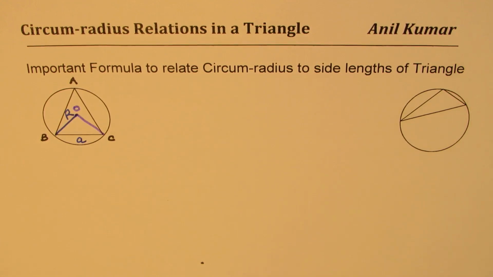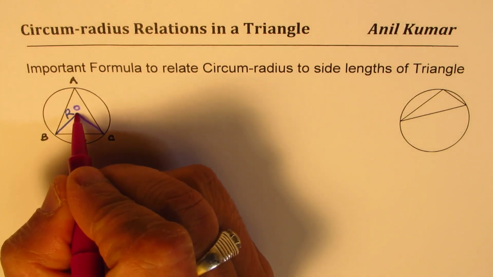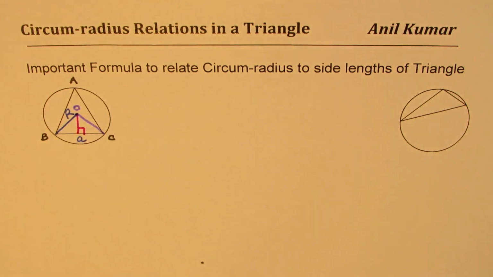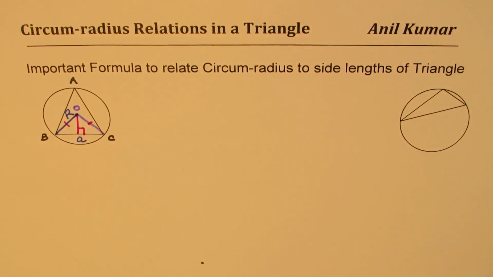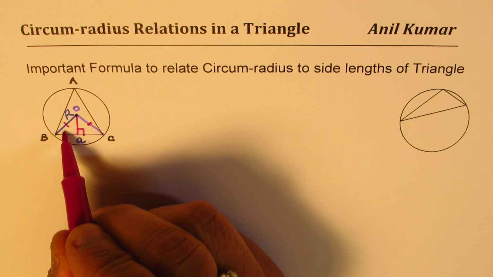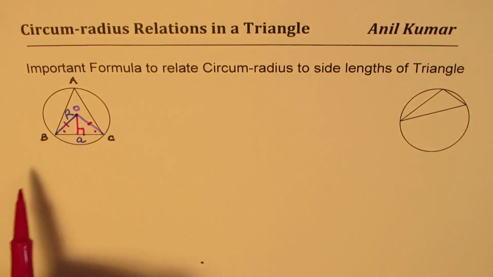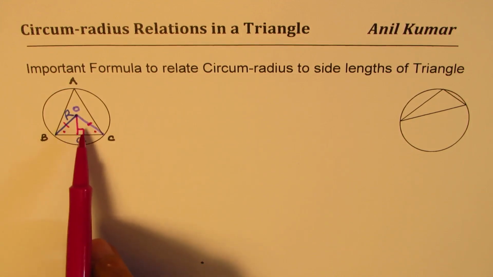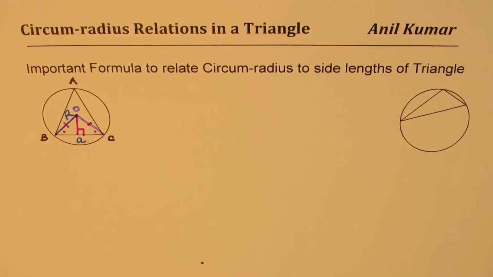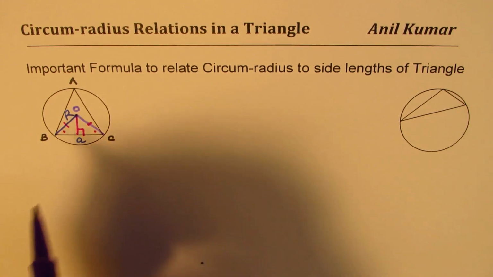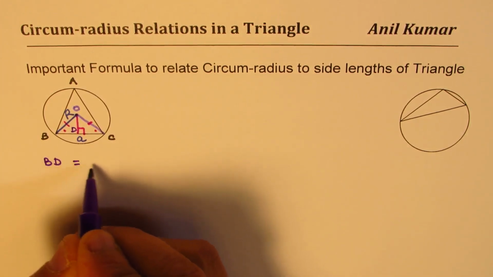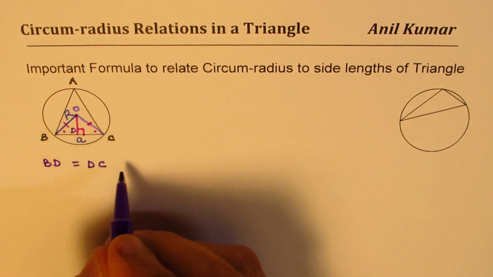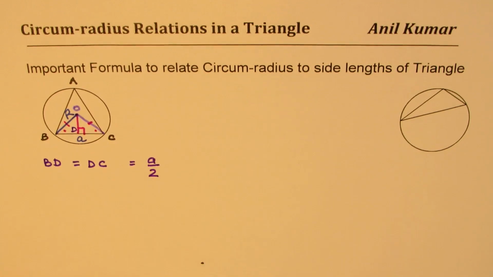Now let us say that I drop a perpendicular from the center to BC. Now since these are the two radii of a circle, they are the same, correct? And therefore, we'll have the same angles also here, correct? And we have 90 degrees. So these are common sides. So these are actually congruent triangles, correct? So in that case, let's call this point D, right? So in that case, we know BD will be equal to DC, and both will be equal to half of A, correct?